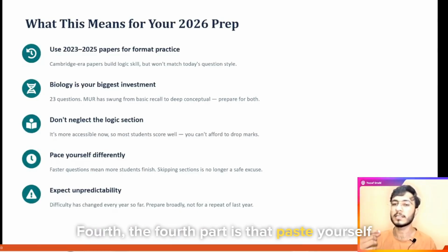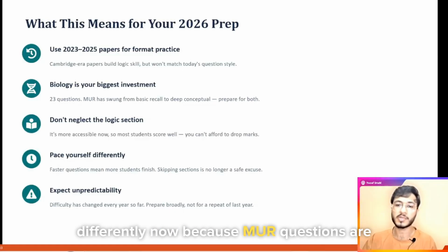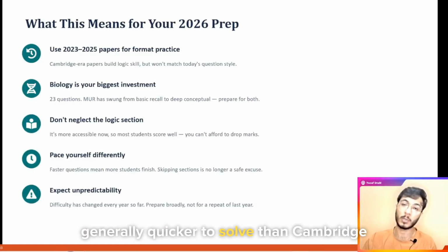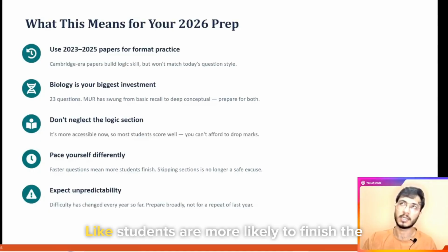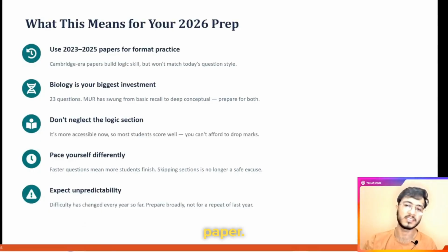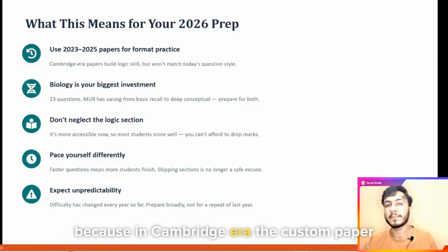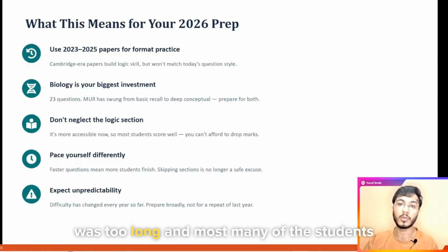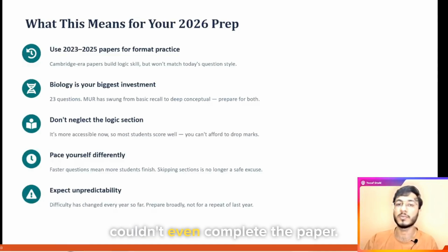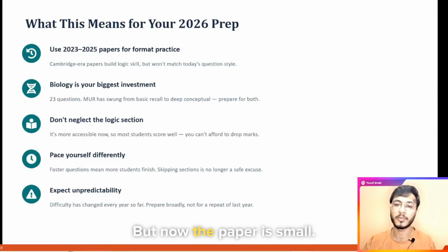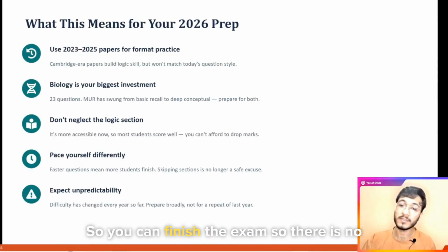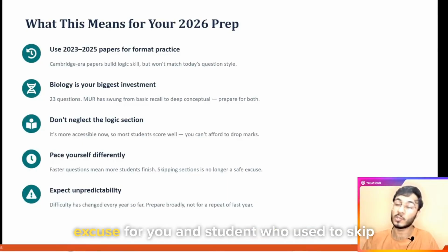The fourth part is that you should pace yourself differently now, because MUR questions are generally quicker to solve than Cambridge questions. Students are more likely to finish the paper. That means not finishing is no longer an excuse, because in the Cambridge era the question paper was too long and many of the students couldn't even complete the paper. But now the paper is smaller, so you can finish the exam, so there is no excuse for you.